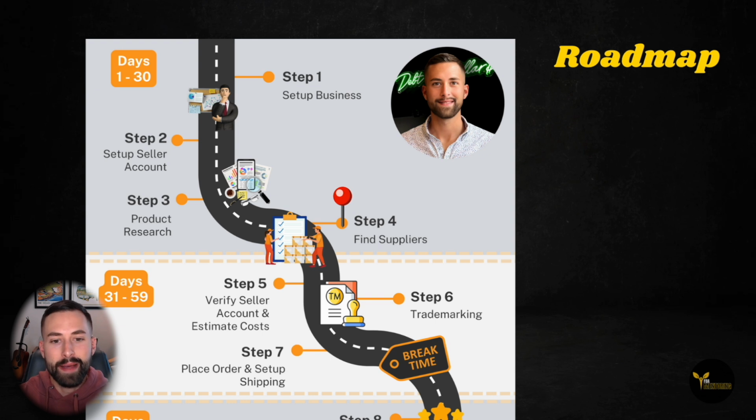Okay, so we are at step 4 now, which is to find suppliers. At this point, you should have your business set up, your Seller Central account set up, and then we completed product research where at least you know 1 to 3 product ideas, and you should have vetted those calls with me at this point.